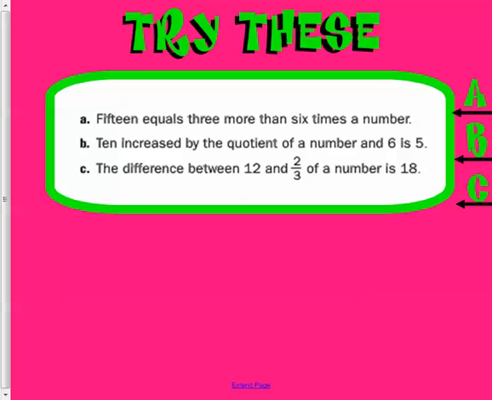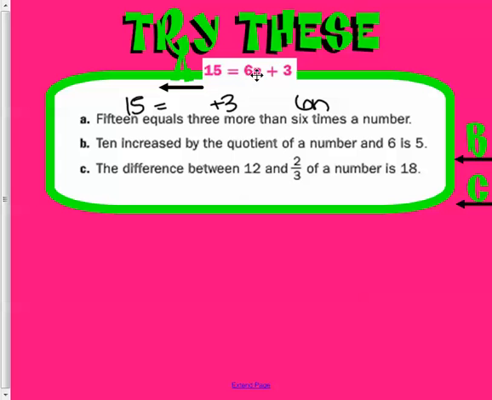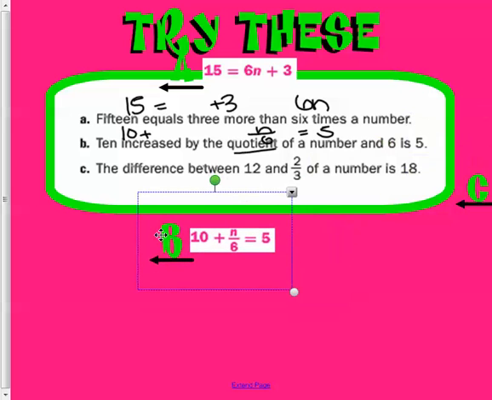Okay, so 15 equals 3 more than 6 times a number. So when you put it together, 15 should equal 6n plus 3. Next, 10 is increased by the quotient. Quotient means divide, and we always use a fraction bar, of a number and 6, and that is 5. So when we do that one, it should look like this: 10 plus the quotient of n divided by 6 equaling 5.